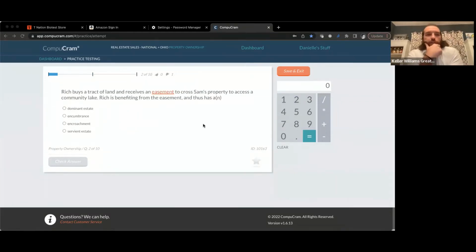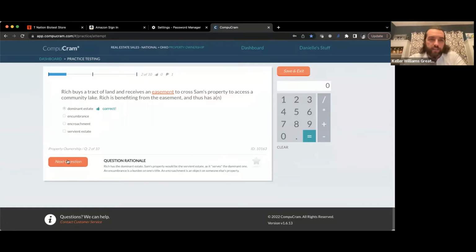Question number 2. Rich buys a tract of land and receives an easement to cross Sam's property to access a community lake. Rich is benefiting from the easement and thus has A, a dominant estate, B, an encumbrance, C, encroachment, or D, a servient estate. Yep. If you're the one benefiting from the easement, then you have a dominant estate. The servient estate is the person who's giving the easement.